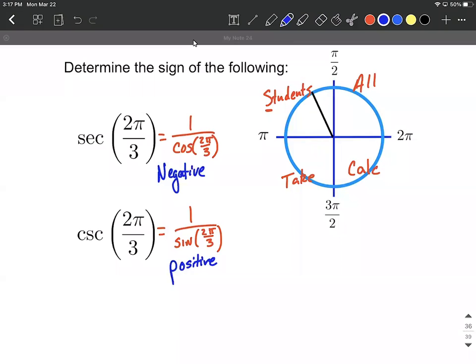All right, hope this helps out. It's going to differ depending on which quadrant that initial angle lands in, but use "All Students Take Calculus" and just take your time. Get these reciprocal identities down as well. They're really handy to know about. All right, hope this helps.